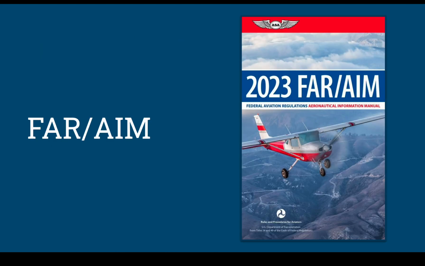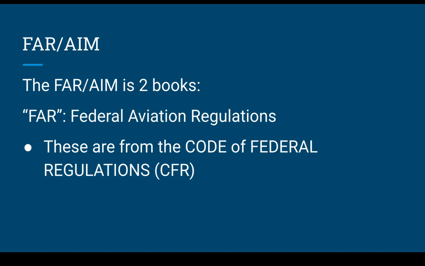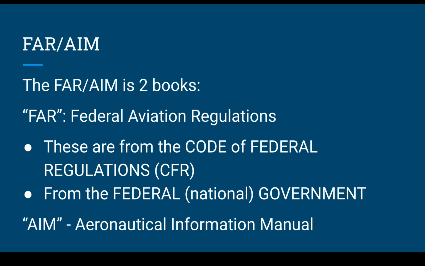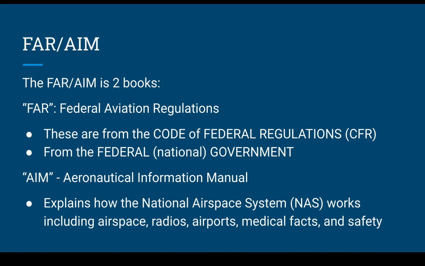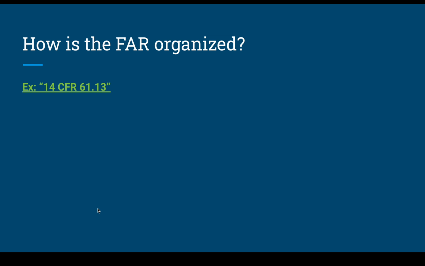Here we go. So first, let's talk about the FAR AIM. The FAR AIM is two books. The FAR is the Federal Aviation Regulations, and these are from the Code of Federal Regulations, or the CFR. And these are from the federal or the national government. The AIM is the Aeronautical Information Manual. It explains how the National Airspace System works, the NAS, including airspace, radios, airports, medical facts, safety, all kinds of stuff. It's non-regulatory, the AIM. FARs are regulatory. AIM, non-regulatory.